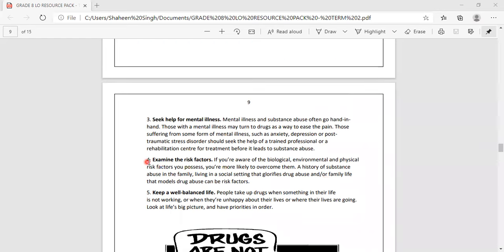Number 4, examine the risk factors. If you are aware of the biological, environmental, and physical risk factors you possess, you are more likely to overcome them. A history of substance abuse in the family is known. Living in a social setting that glorifies drug abuse and a family life that models drug abuse can be a risk factor.